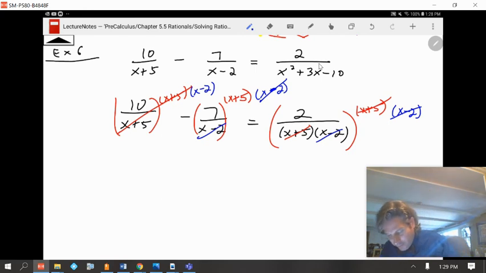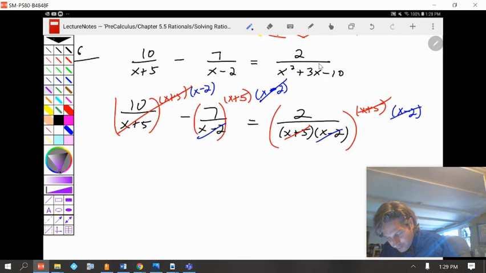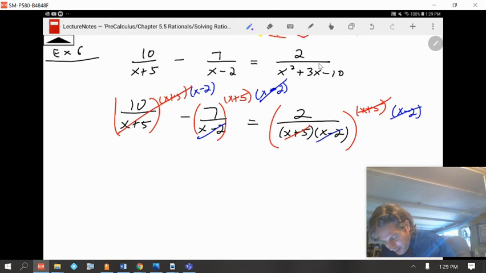So what's left over now if I would go back and write down, let's use purple. It's 10 times x minus 2 minus 7 times x plus 5. And that would just equal 2.